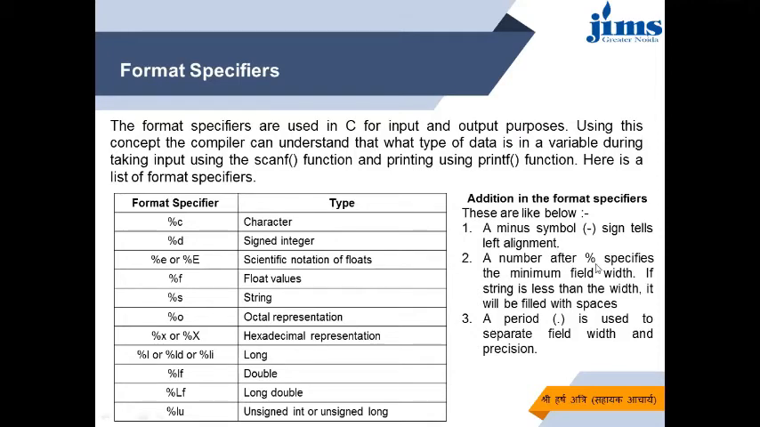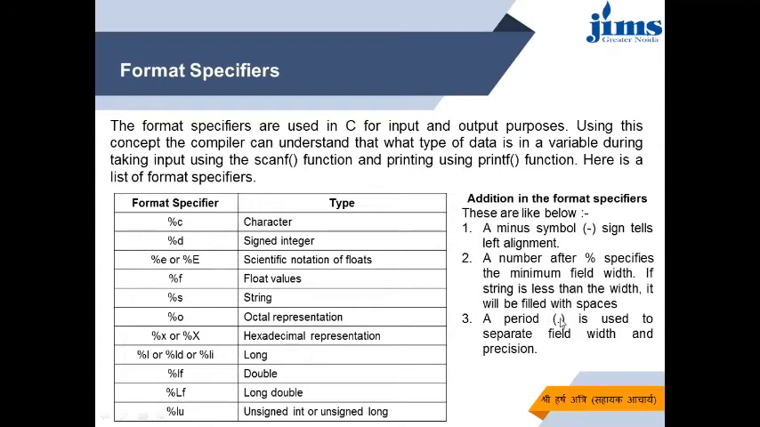The number after the percentage specifies the minimum field width. If we print percentage 2c, where 2 is a number, then what is the meaning of this? The number specifies the minimum field width. If the string is shorter than the width, it will be filled with spaces. We will understand this with the demonstration.